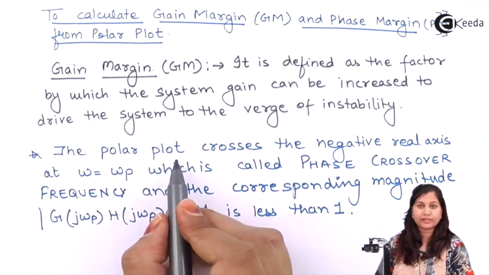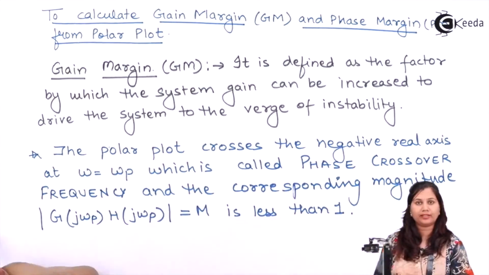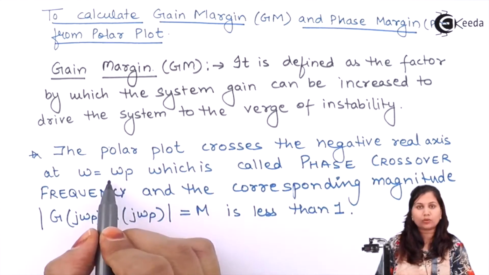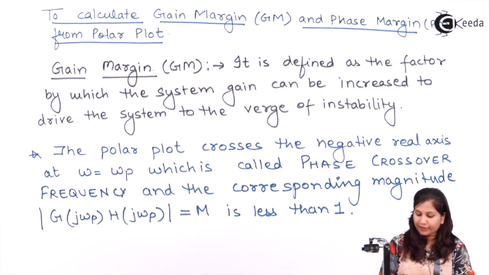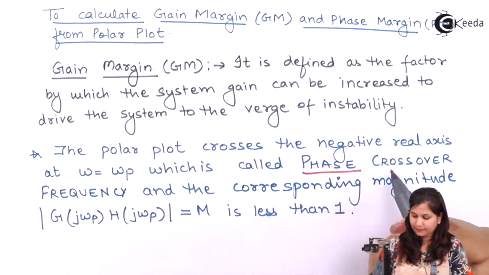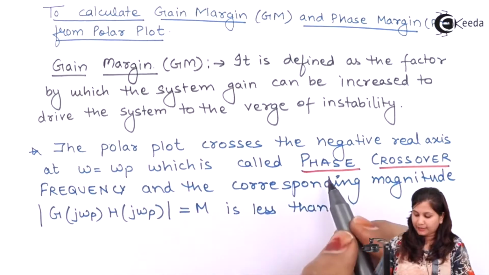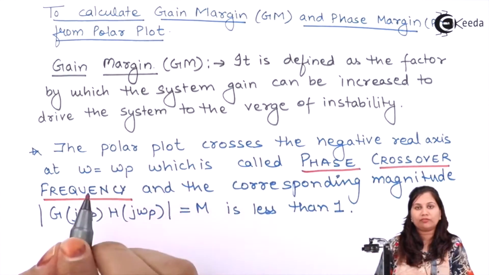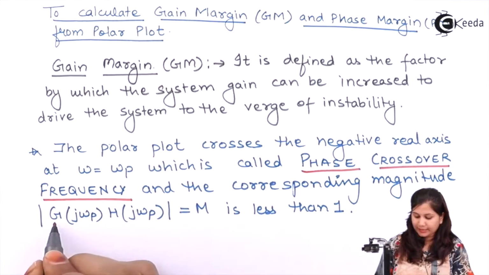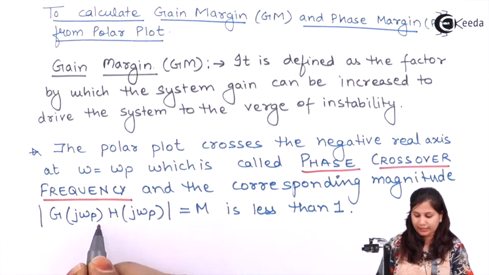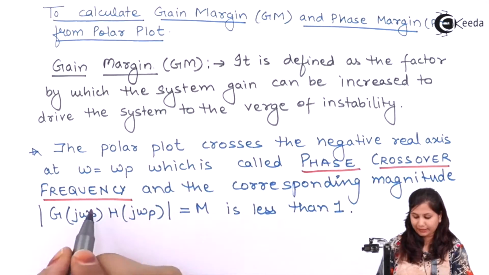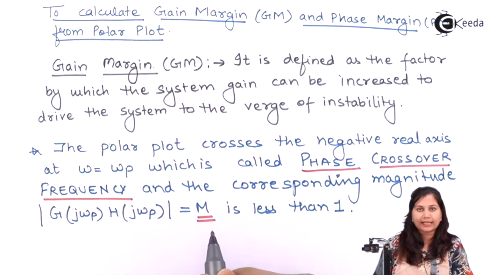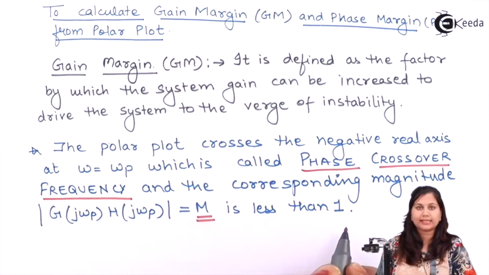The polar plot of a system crosses the negative real axis at omega equals omega p. This frequency omega p is called the phase crossover frequency. P is for phase. At this frequency, the magnitude, that is G(j omega p) H(j omega p), is denoted as M, and this M is less than 1.